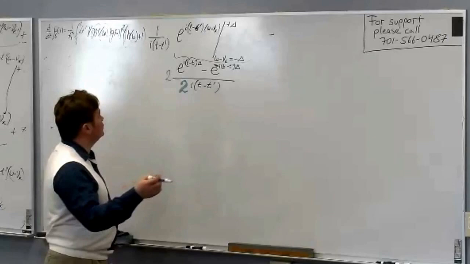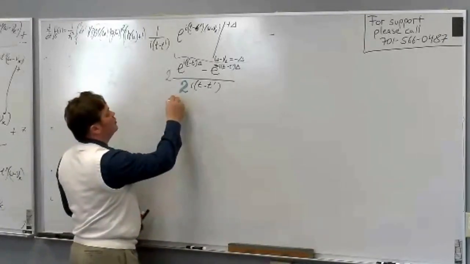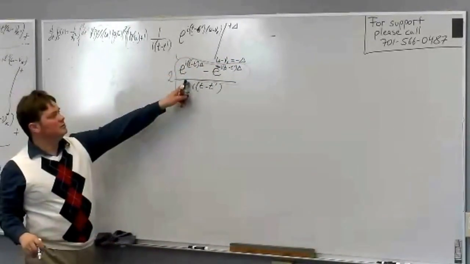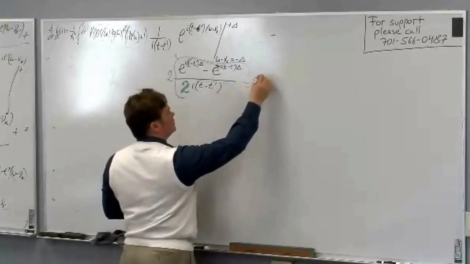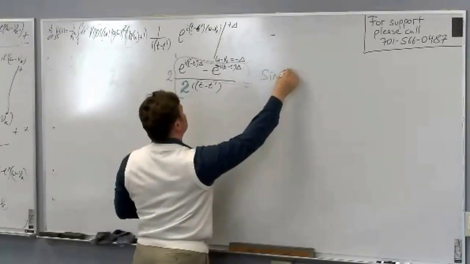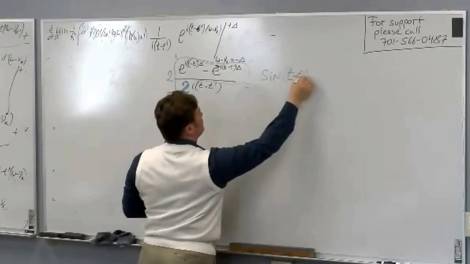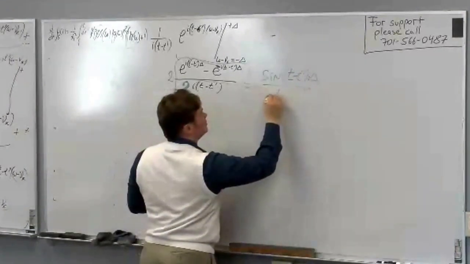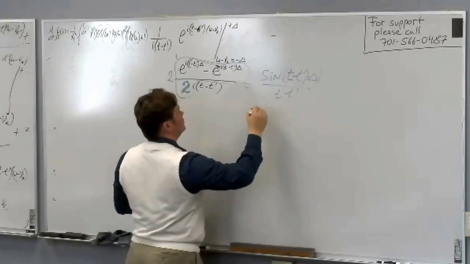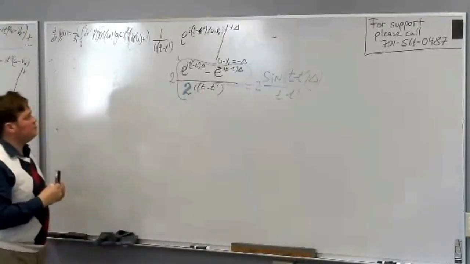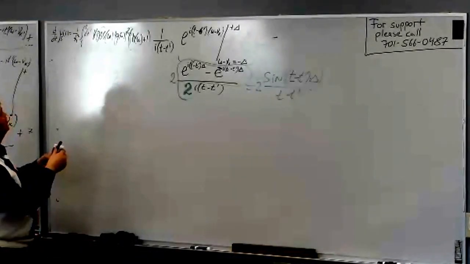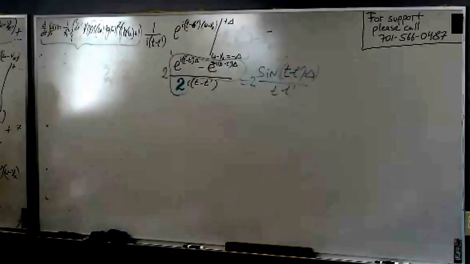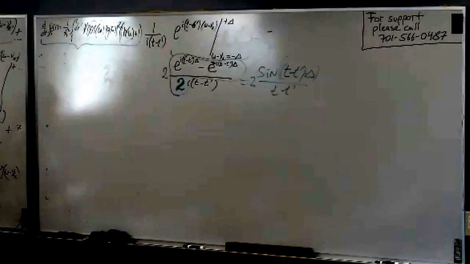Okay, so according to Euler, we take this imaginary unit, we take this factor of two, and we say that it is the sine of (t minus t prime) times delta, divided by (t minus t prime). Correct? And all of the rest, see, it looks very short now, much shorter than what you were doing before. So how does this function look?